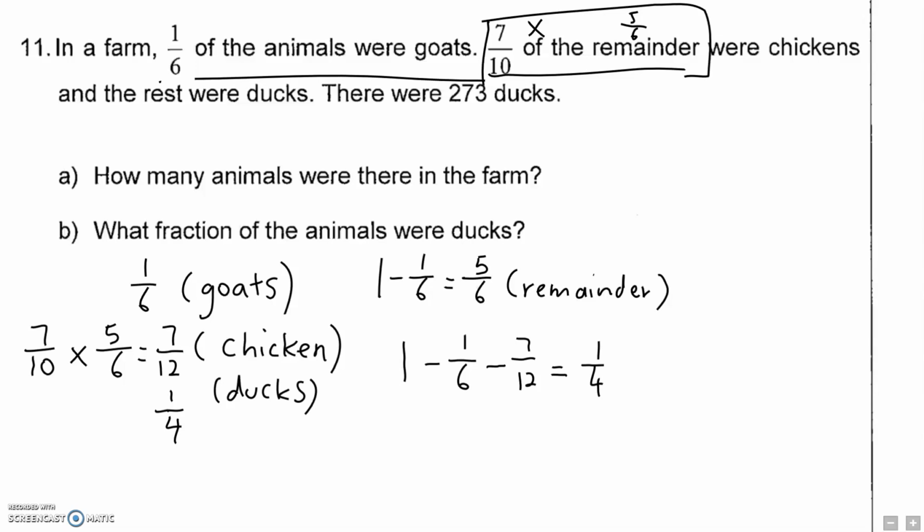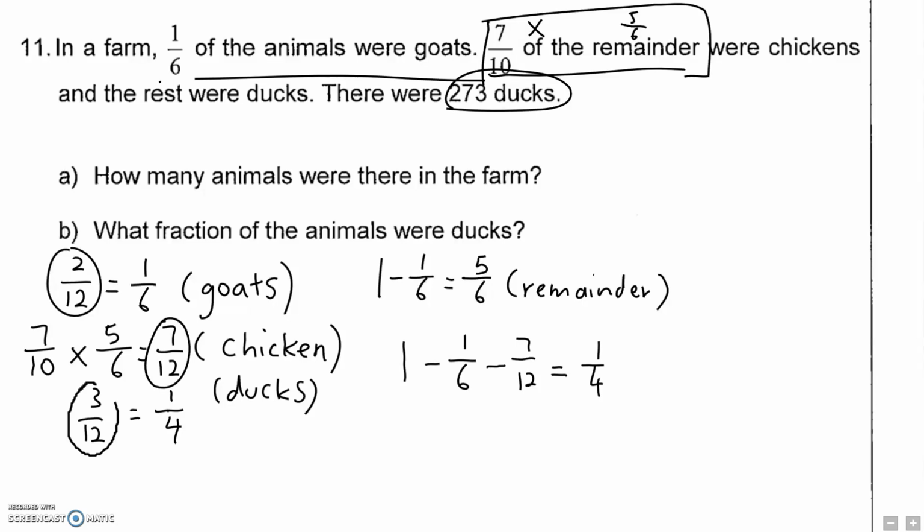And the question says there are altogether 273 ducks. So we know that ducks is actually 1/4 of it. But the problem is, if you look at it, the denominators are all different. It's very hard to compare. So why don't we change everything to the same denominator? 2/12 for goat, 7/12 for chicken, and maybe 3/12 for the duck. Okay, so we'll take a look at this fraction. This is the goat, this is the chicken, and this is the duck. So altogether 12 units. 2 plus 7 plus 3, total 12 units.